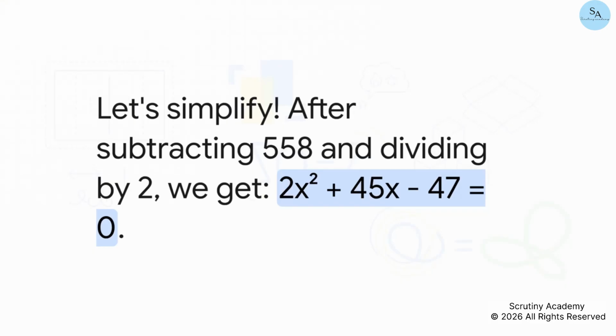Now, to make things look neat and tidy, we want one side of the equation to be 0. So let's subtract 558 from both sides. That gives us 4x squared plus 90x minus 94 equals 0. Wait, do you notice something? 4, 90, 94, they're all even numbers. So we can divide the entire equation by 2 to make it simpler. And what we get is our final beautiful equation, 2x squared plus 45x minus 47 equals 0. And that, my friends, ye ek quadratic equation ban gaya.